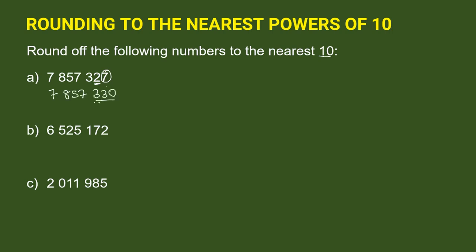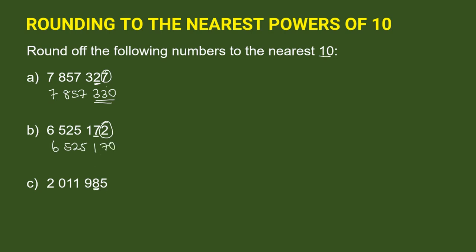7,857,330 and round it off to the nearest 10. This is the tens digit, and then the number next to it is less than 5. So it means 7 will remain unchanged, and then the 2 becomes the 0. So you have 6,525,170.